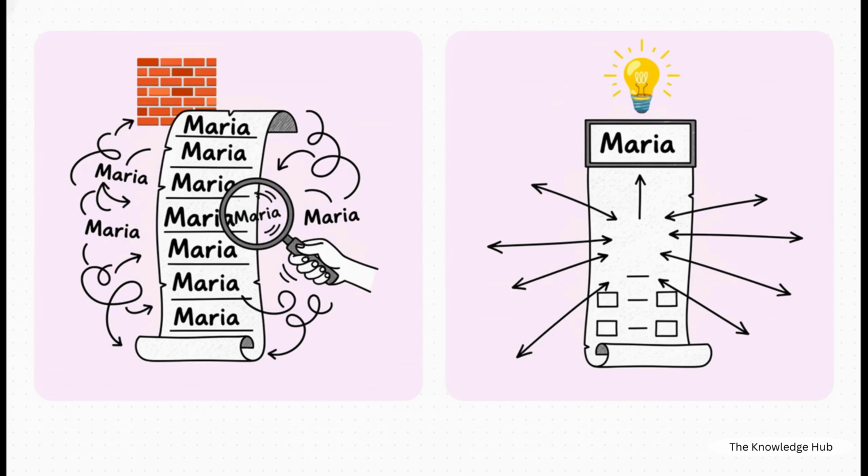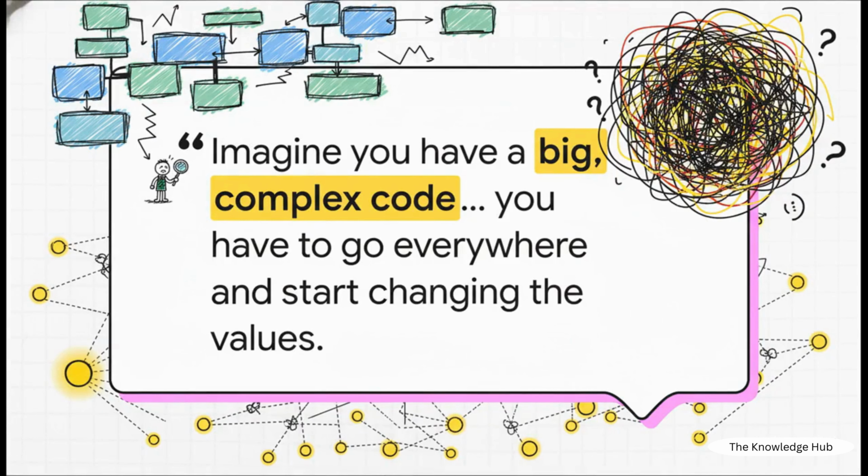But on the right, that's the smart way. We store Maria in a variable called name, just one time, right at the top. After that, we just use the label. And believe me, this isn't just a minor inconvenience. Imagine a huge program with thousands of lines of code. If you have to manually hunt down every single time a value appears just to change it, you are absolutely going to make mistakes. It's just a recipe for chaos.